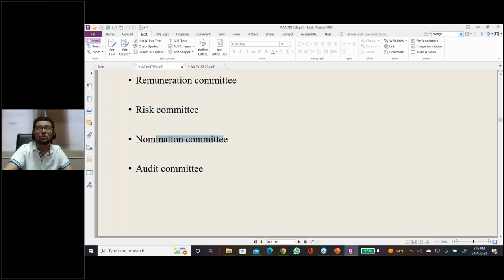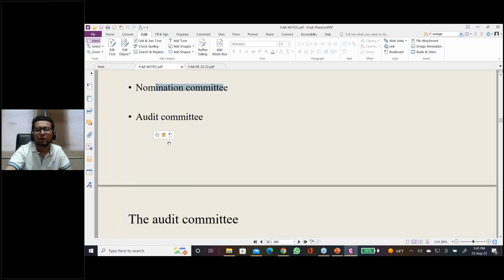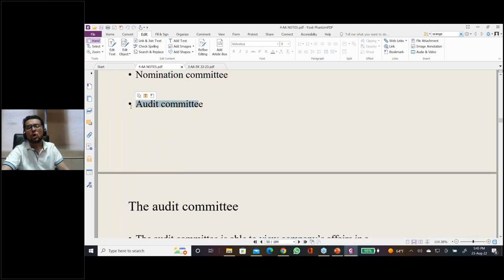The nomination committee is going to nominate who should be the next external auditor and who should be the director. Ultimately the directors and the auditors are the agents of the company, so the members of the company are going to hire them, but the nomination committee will guide them and nominate them. Last but surely not the least, because it's the most important one, the audit committee.